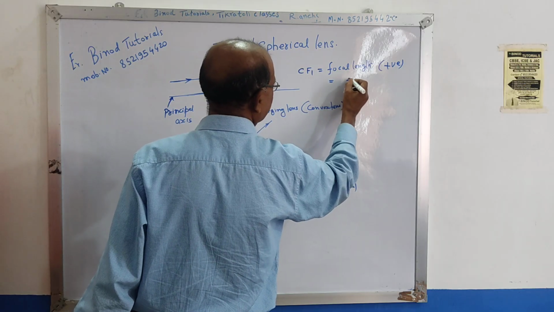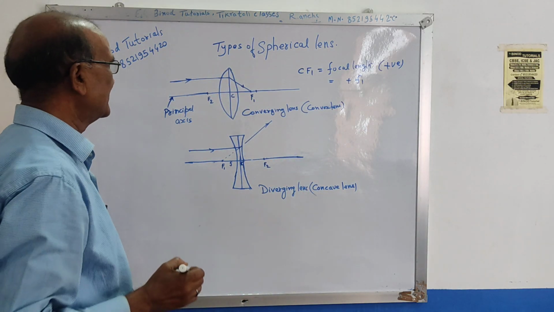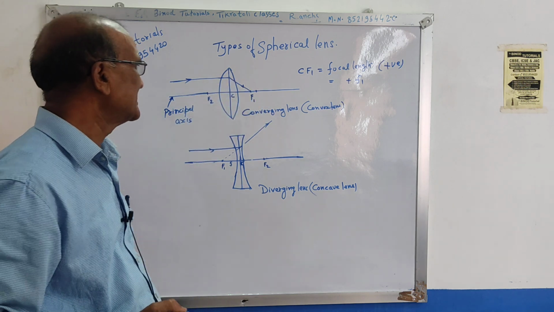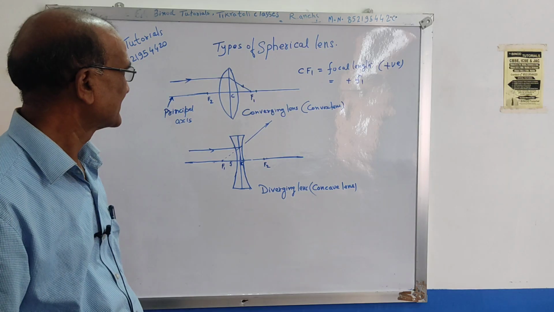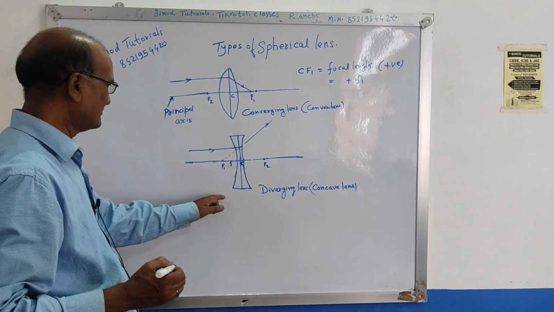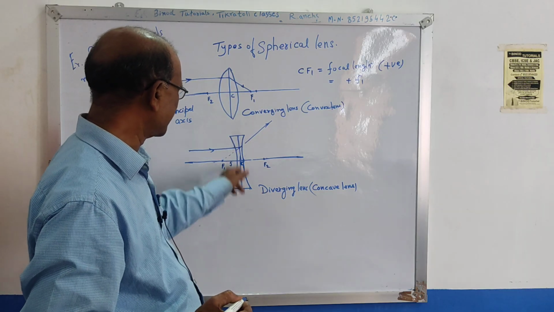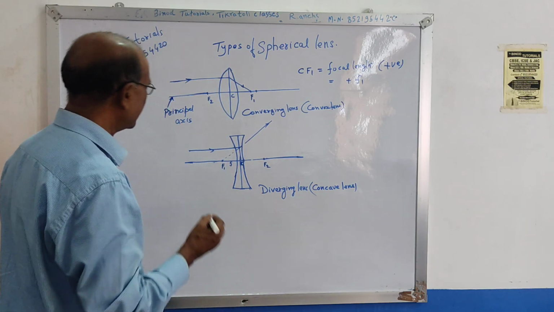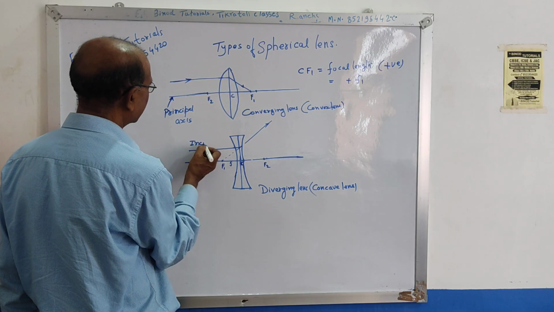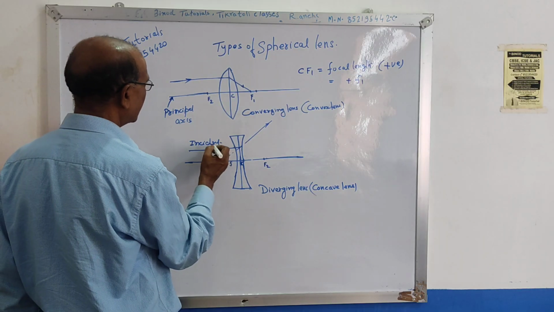This we will write as, say, F1, focal length F1 will be taken as positive in the case of converging lens or convex lens. Now second case, concave lens. You see this picture, this is concave lens. This is your incident ray parallel to principal axis.